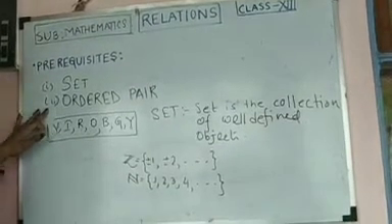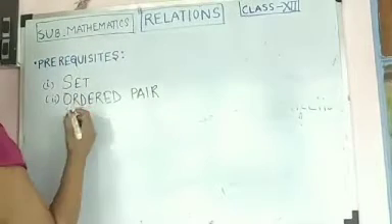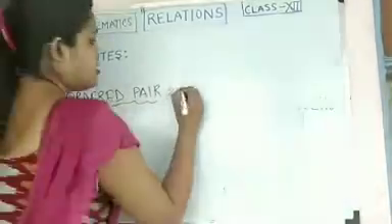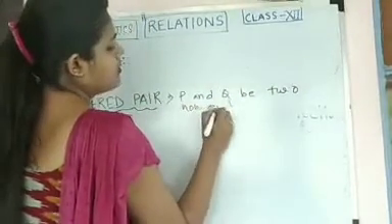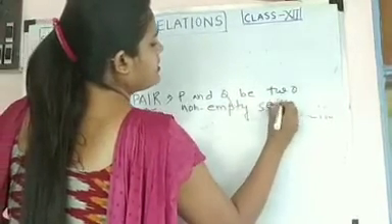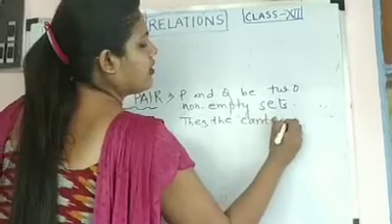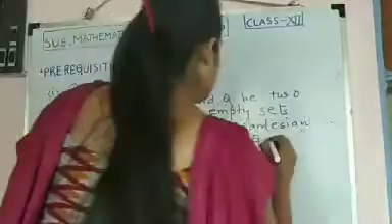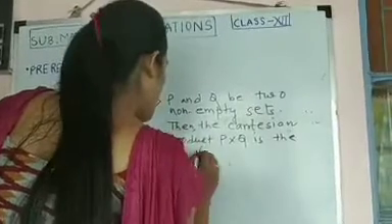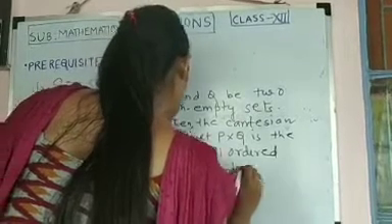Next point is ordered pairs. What is the definition of ordered pairs? Suppose P and Q are two non-empty sets. Then the Cartesian product P cross Q is the set of all ordered pairs of elements from P and Q.